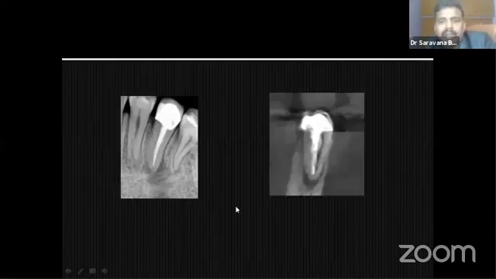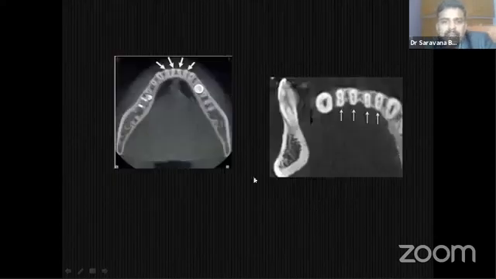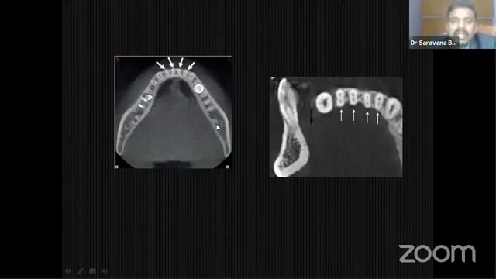Okay, most of the time we miss the second canal in the premolar region. Look at the periapical pathology. Look at the obturation in the 2D imaging method. There is a missed canal in the periapical region here. This is the anterior mandibular region. We used to think that mandibular anteriors are very simple to do root canal treatment, but that is the trickiest one. Most of the time it has two canals.